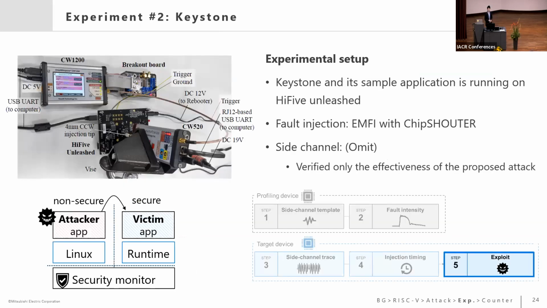Next is Keystone. Keystone and its sample application run on the target device. And we modified the user code in the sample application. And we adopted EMFI with ChipShouter. This experiment only verified the exploitation step.